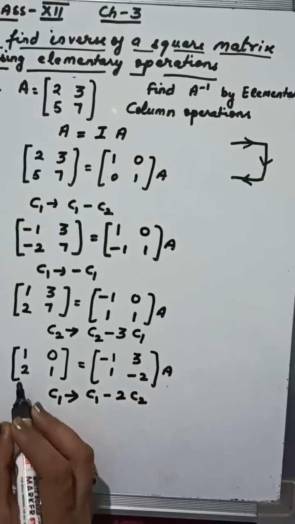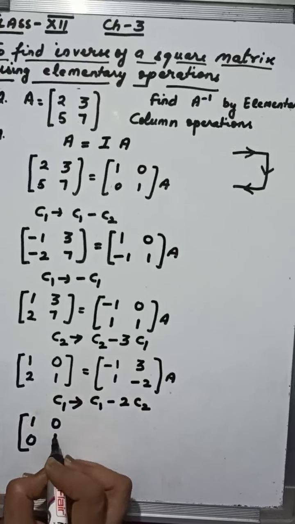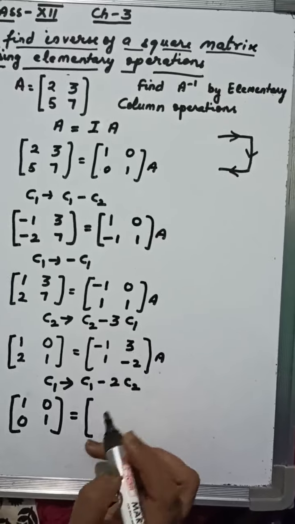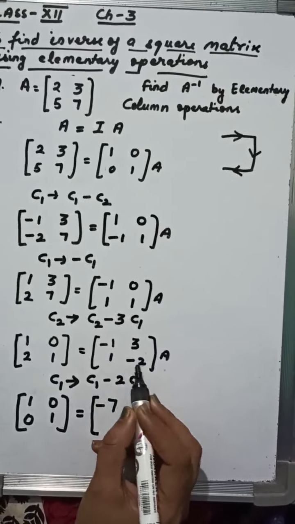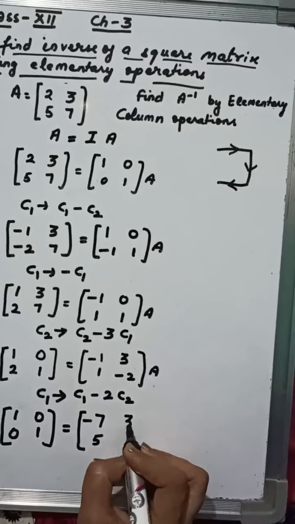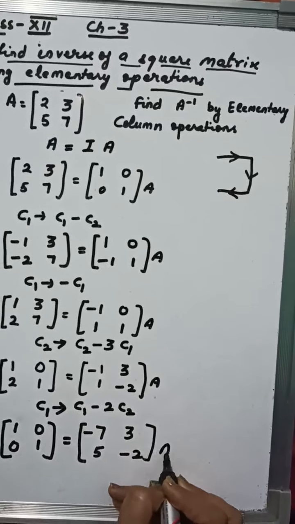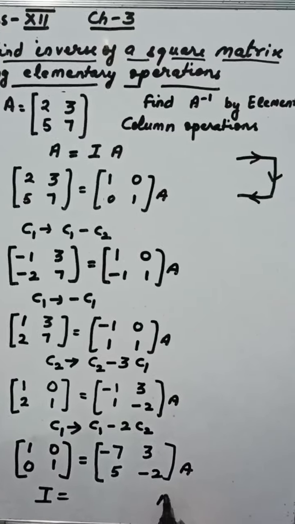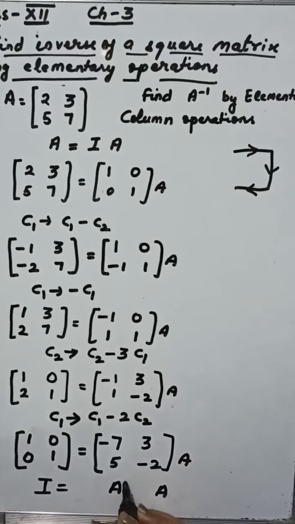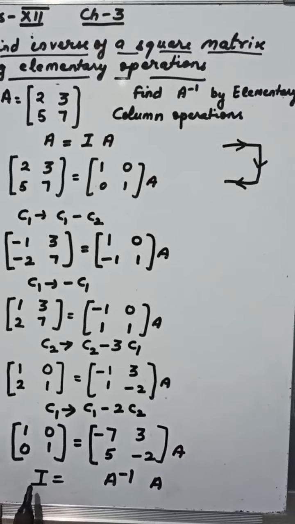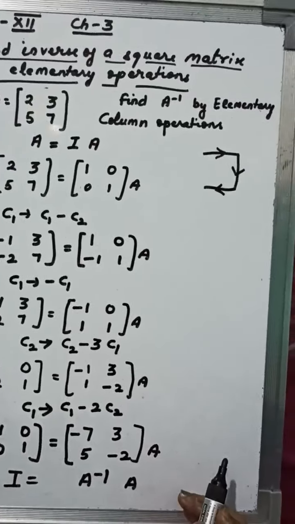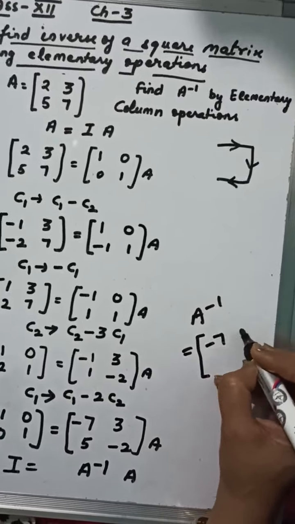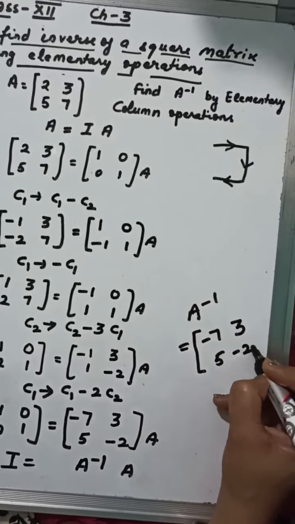So 1 minus 0, this is again 0, this as it is. Same operation on the other side. Minus 1 minus 6, minus 7, 1 plus 4, 5, second column as it is, and this A as it is. Now this is identity, this A remains as it is, and this matrix is the inverse of A. So when this is identity, the corresponding matrix is the inverse of A. So in this question our A inverse is minus 7, 3, 5, minus 2.